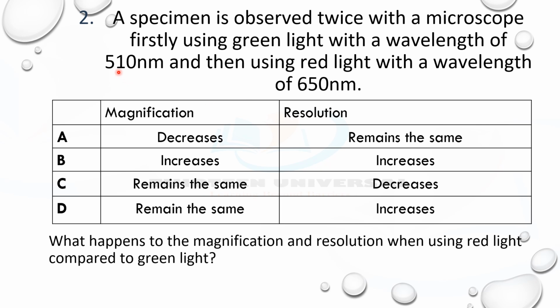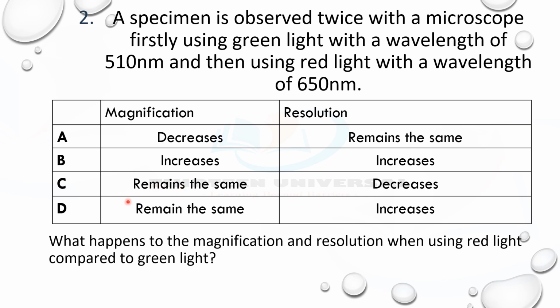Okay, resolution is the ability of a microscope to distinguish between two separate points, but it is also a product of wavelength. So the shorter the wavelength, the higher the resolution. That means more details will be seen. So by moving from 510 nanometers to 650 nanometers, we have reduced the resolution. It has decreased, but magnification has remained the same.